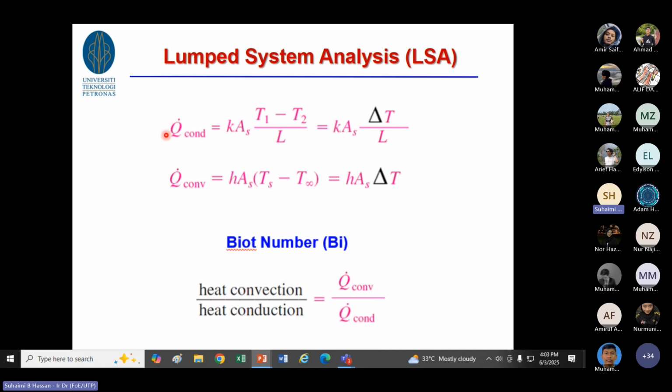We have Q dot conduction equals kA delta T, (T1 minus T2) over L. Another one is Q convection. So remember the word Biot number, Bi. Biot number is actually the ratio of convection over conduction. If you combine these two equations, convection over conduction, I think it's not in your slide, so I have to show you.